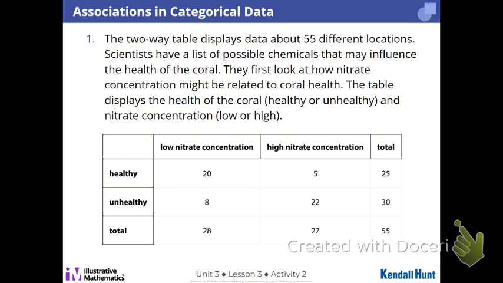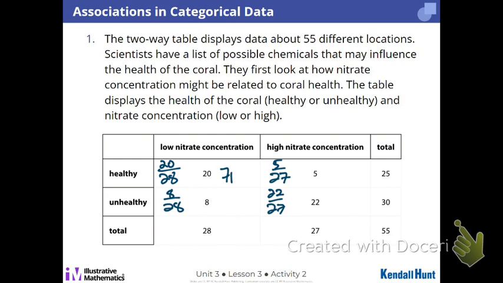Let's get after it. So let's work on getting these percentages. So if we're going by column, I've got 20 over 28, and I've got 8 out of 28. I've got 5 out of 27, and 22 out of 27. We all good? These are our proportions, Bob. So I'm going to do my division.